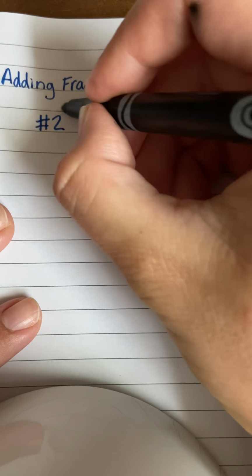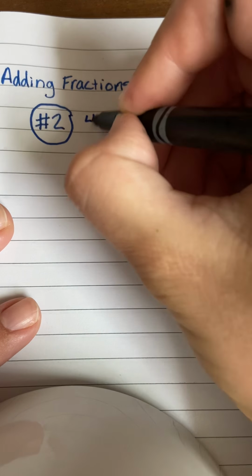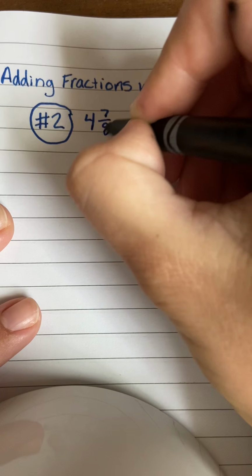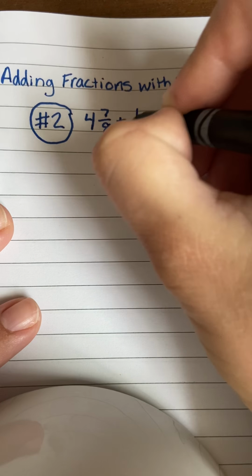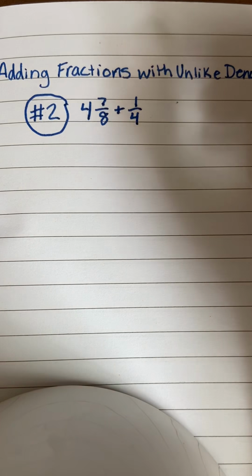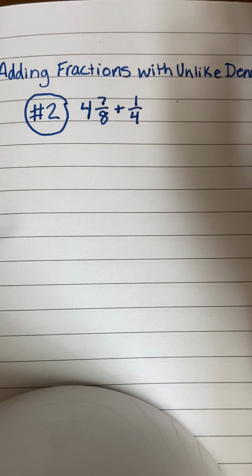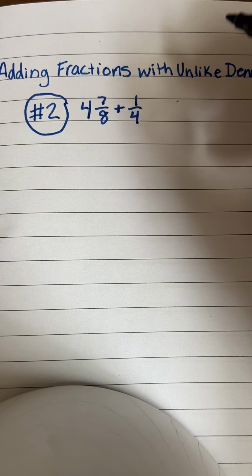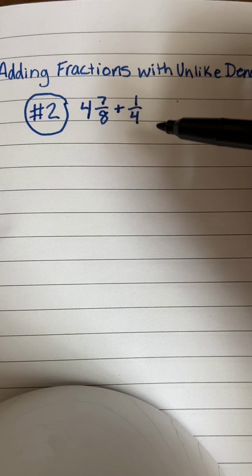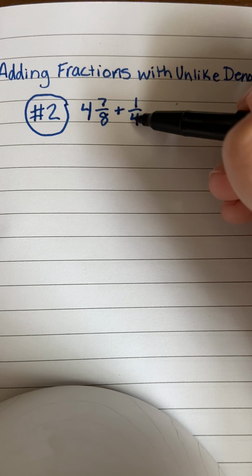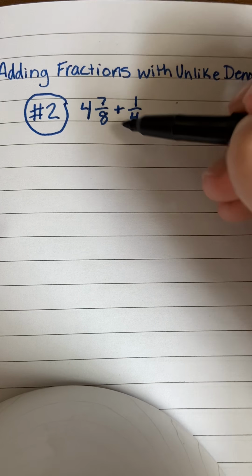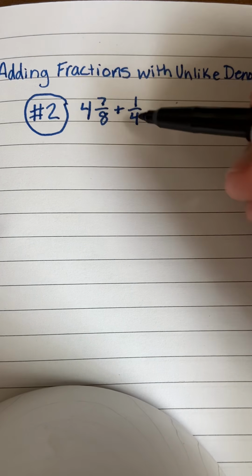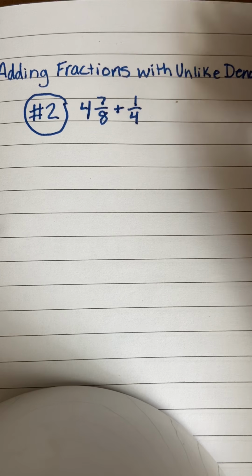The problem is 4 7/8 plus 1/4. All right, the first thing that you have to do when you're looking at a problem with fractions with unlike denominators is find a common denominator. So you want this number and this number to be equal before you can go ahead and add.